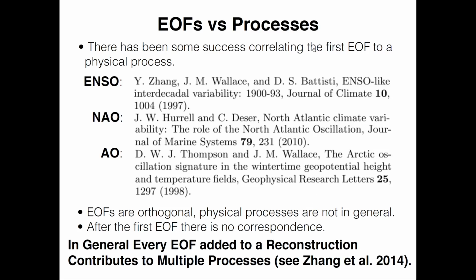So one might look at that and say, oh, well, the EOFs must correspond to the processes, right? Because we said that, well, the individual processes contribute a certain amount of variance. Obviously, these EOFs contribute a certain amount of variance. The EOFs and the processes must go hand in hand, right? They must be on a one-to-one basis. That is not true. So there has been some success correlating the first EOF to a physical process, right? So you have ENSO, NAO, AO. These are all examples, and they were great successes. However, EOFs are orthogonal, and physical processes are not in general orthogonal.